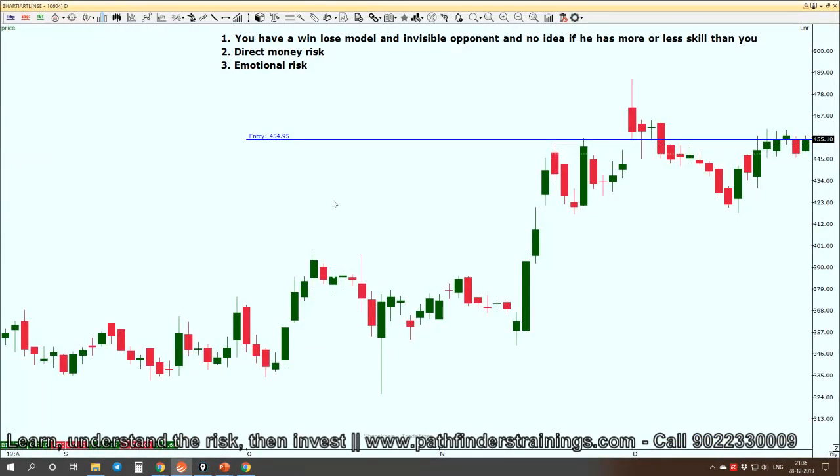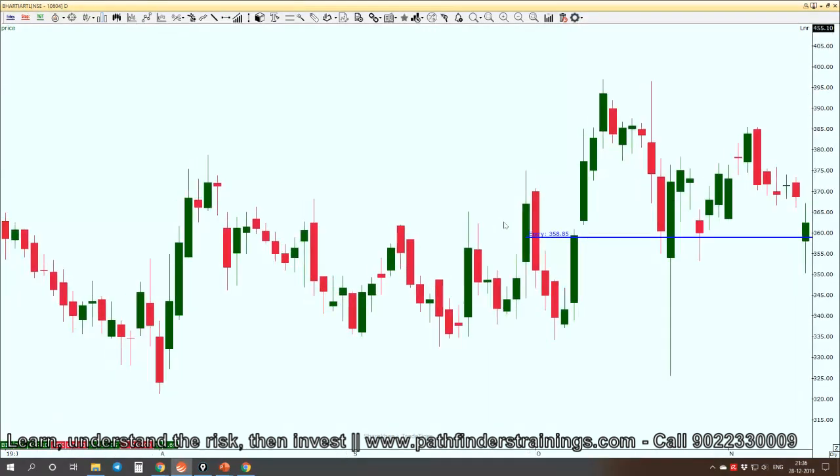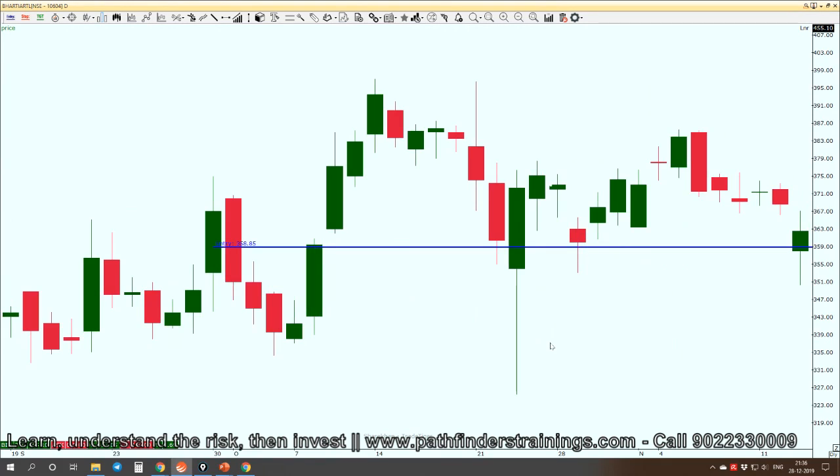Let's say you bought Bharti Airtel here at this place. At 358, you bought Bharti Airtel. Now, what is risk here at this point? What is your risk? Your capital is at risk. Capital is at risk. आपका कैपिटल रिस्क पे है, अभी कैपिटल इज एट रिस्क.